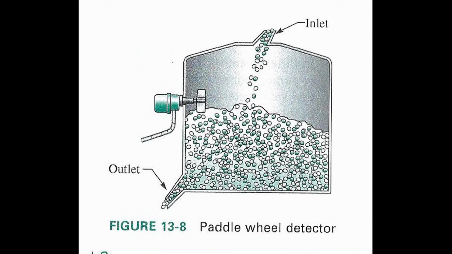For solid materials, such as powders or gravel or plastic pellets, a paddle wheel detector is used. In this case, the solid material is going to cause the paddle wheel to spin, and then that'll give an indication of how much material is in the tank.